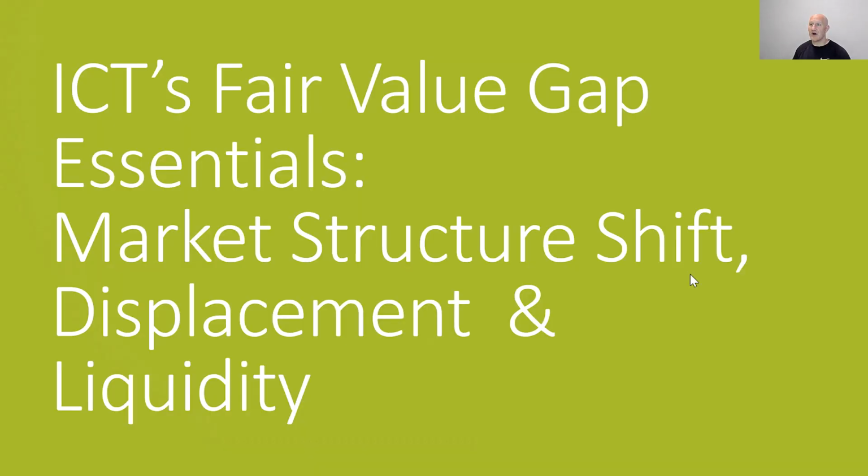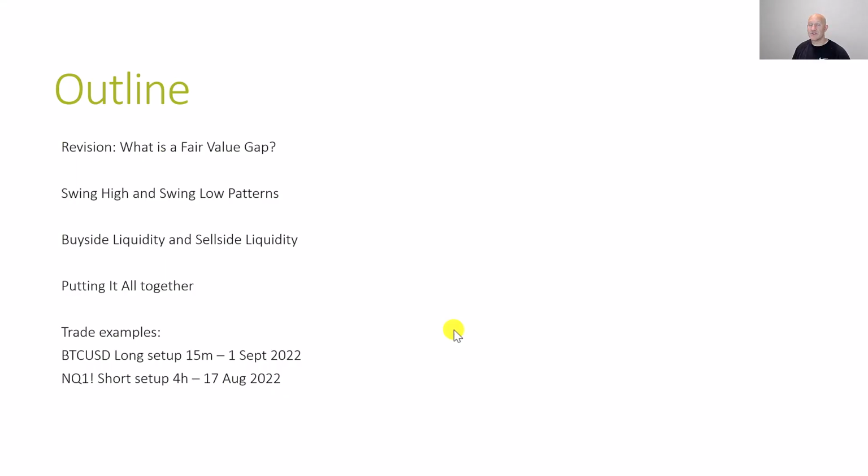Today's video is ICT's fair value gap essentials, market structure shifts, displacement, and liquidity. So we'll just quickly run through the outline of today's video. Firstly, we'll be covering some revision on what is a fair value gap. We'll cover swing high and swing low patterns, buy side and sell side liquidity, then putting it all together into a framework that we can use in our charts.